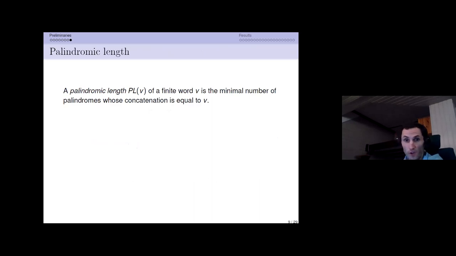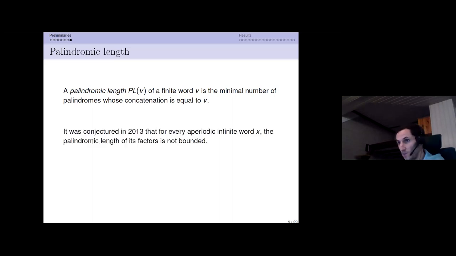Okay, this was the first motivation for the palindromic factorization. It was the enumeration. And another motivation is also the palindromic factorization itself. For this, I will define palindromic length of a finite word. In this case, it is a general finite word, not necessarily rich. The palindromic length of a finite word is defined as the minimal number of palindromes whose concatenation is equal to the finite word. So it is the definition of palindromic length. And there is a conjecture which was stated in 2013, which says that for every aperiodic infinite word, the palindromic length of its factors is not bounded.